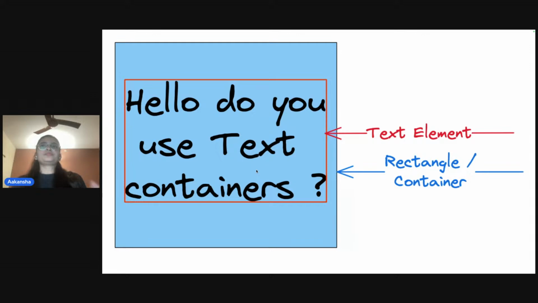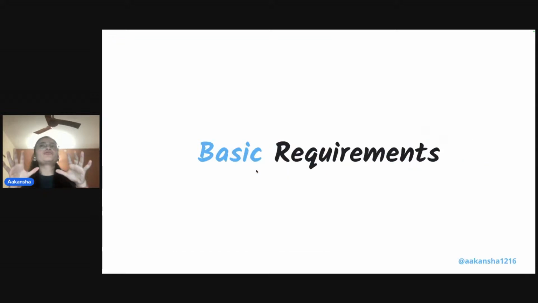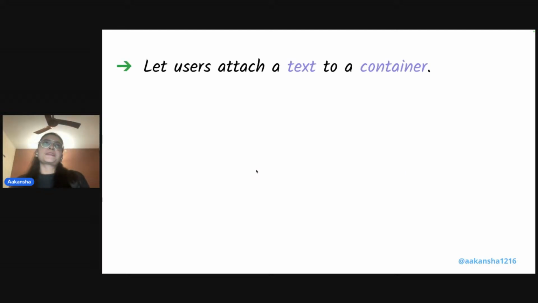Now, before building any feature, we as developers have to come up with a list of basic minimal requirements which are needed to build a prototype. So let's discuss the basic minimal requirements to build a prototype when it comes to text containers in Canvas. The first requirement is we need some way for the user to attach a text to a particular container. So some UX, that is the first thing which we need.